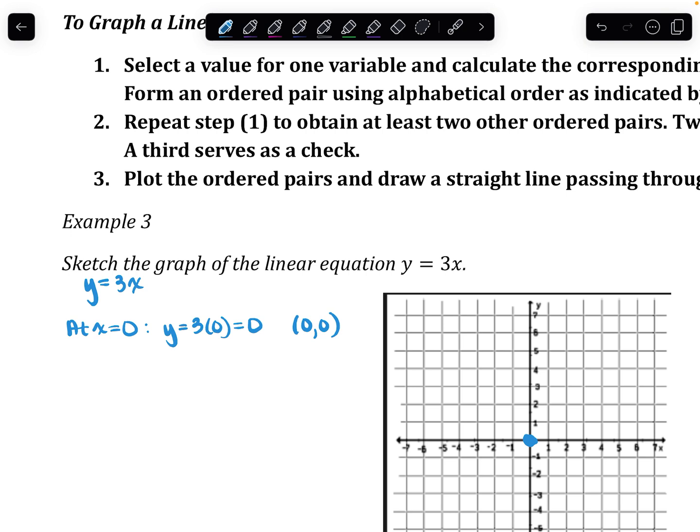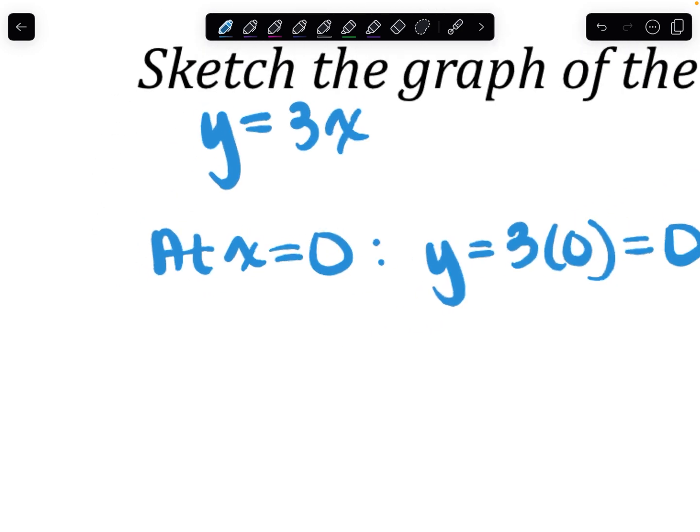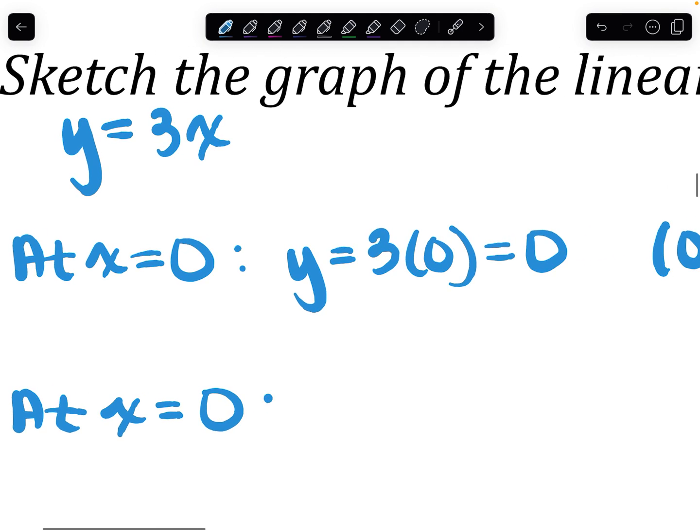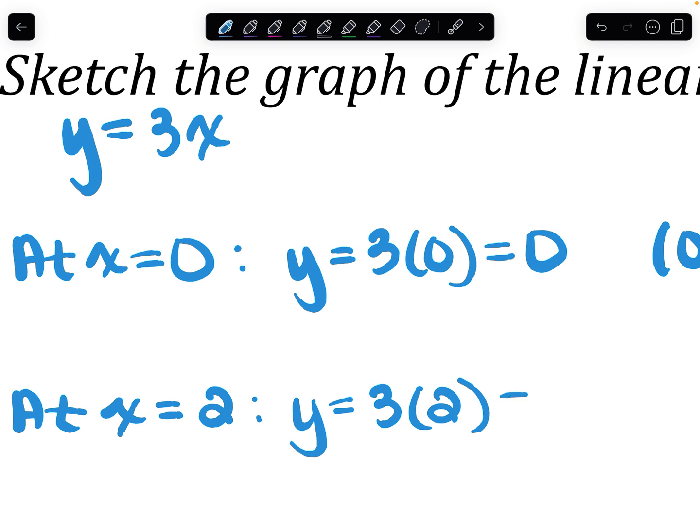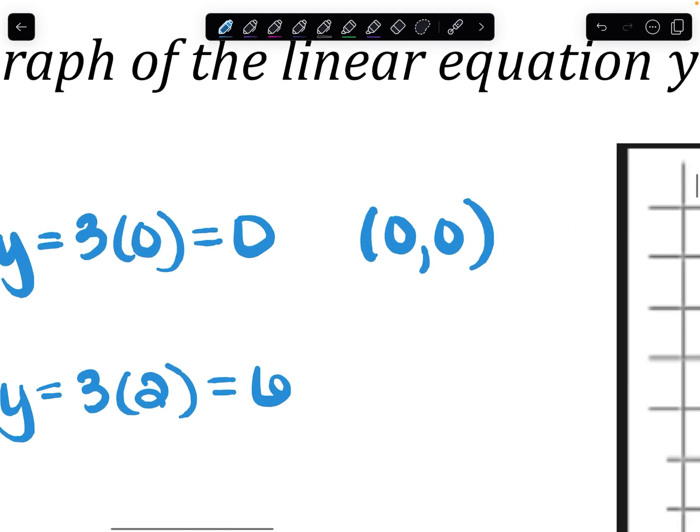And now I'm going to pick another point. It takes 2 points to make a straight line. You could go with 1, 2, negative 1, negative 2, whatever you'd like. Let's go with 2 this time. Again, just stick close in around the origin. So y equals 3 times 2. 3 times 2 is 6. So this coordinate would be 2, 6.